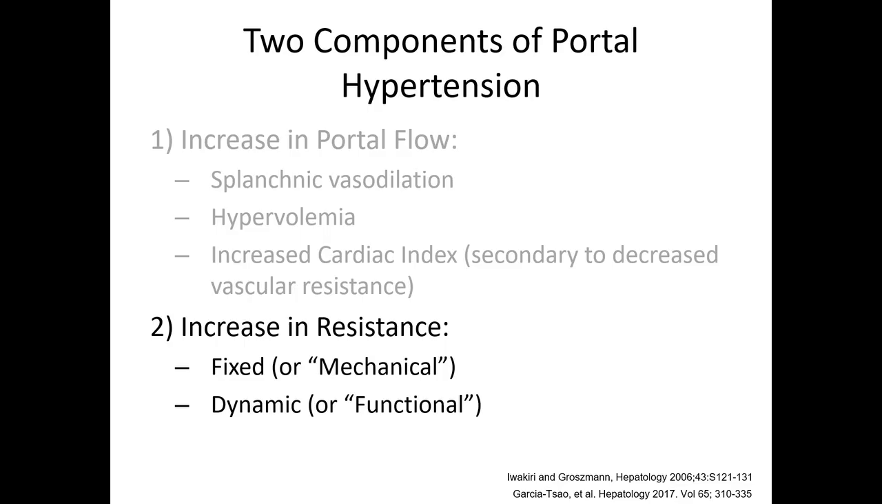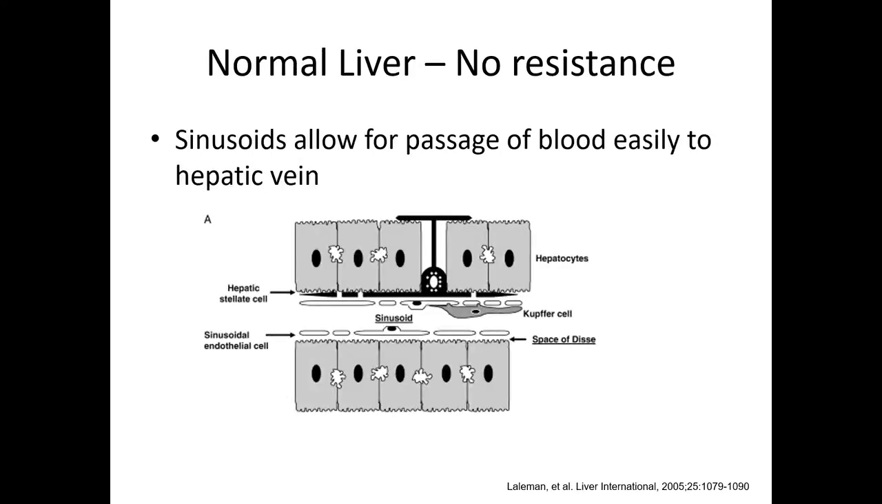The second component of portal hypertension is an increase in resistance, which is divided into fixed or mechanical and dynamic or functional. In a normal liver, there's no resistance to flow. The sinusoids are open and allow for passage of blood easily into the hepatic vein, as seen in this diagram below.